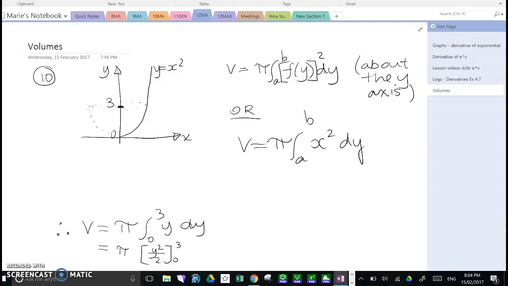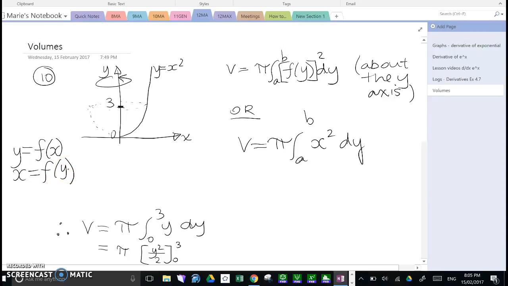Okay, I'm going to have a look at two of the questions in the volumes set that you've got to do for homework, and I thought I'd do the ones that are revolved around the y-axis. So I'm doing number 10, and you've got y equals x squared, which is a function in terms of x. And when we spin around the y-axis, we need to have it as, instead of y equals f of x, we want x equals f of y.